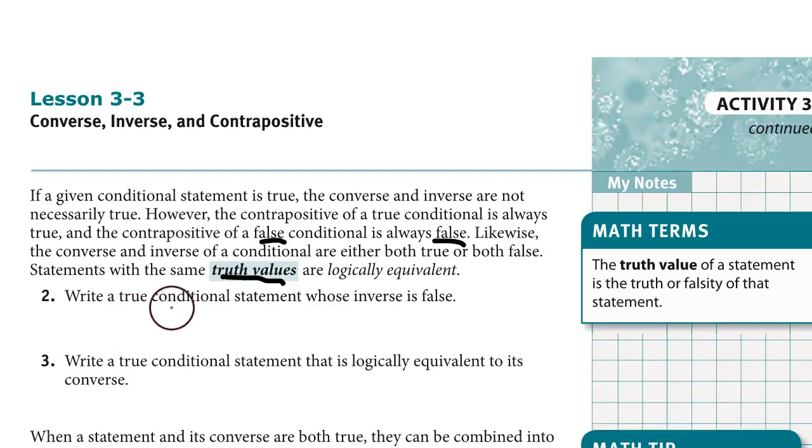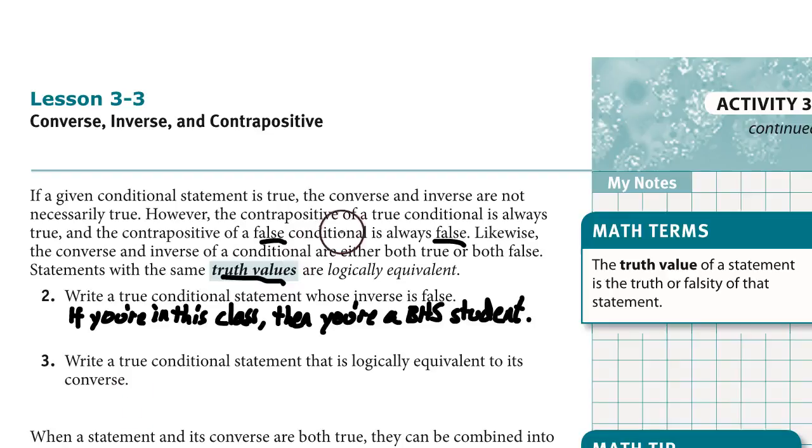Number 2, write a true conditional statement whose inverse is false. We get to make up our own sentence that has the words if and then, but we want the inverse of the sentence to be something that's false. Here's an example. Here's a true sentence that I made up. If you're in this class, then you're a Bridgeport High School student. That's true. But let's think about what the inverse would say.